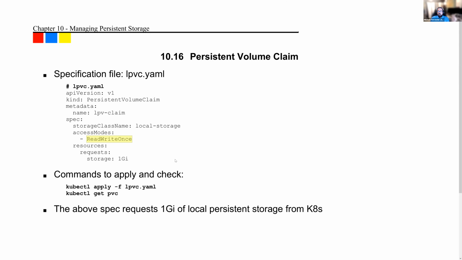So we assess the claim and say, look, this is my claim. This is the driver I'm going to use. And this is the size that I need. And if there's any other access mode policies or retention policies or whatever, they're all going to be listed here, right? So I've asked for 1 gig of storage from the local storage system.